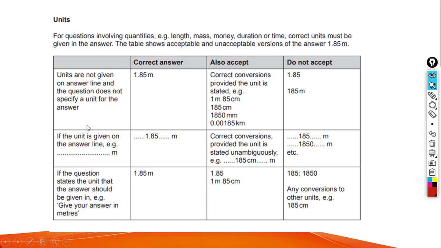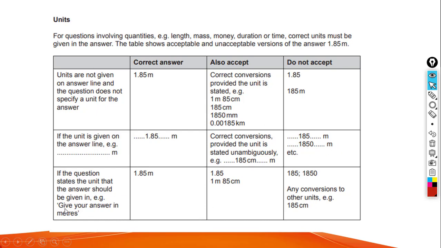So let's look into the second situation, which is if the unit is given on the answer line, blank meter. The correct answer will be 1.85, but they will also accept the correct conversion provided the unit is stated unambiguously, such as 185 centimeter. They will not accept 185 meter or 1850 meter.